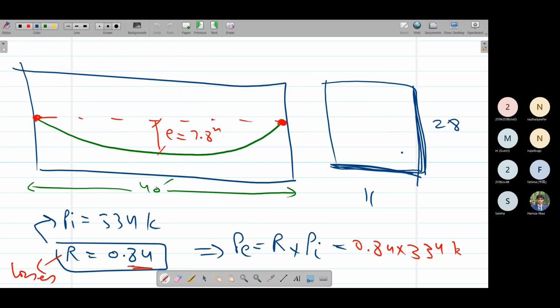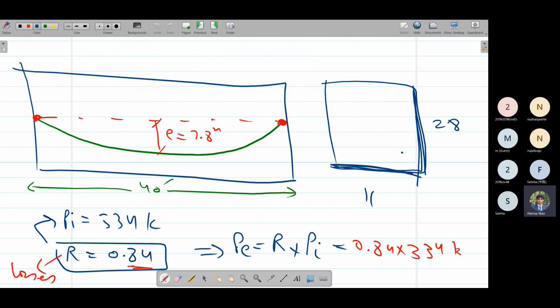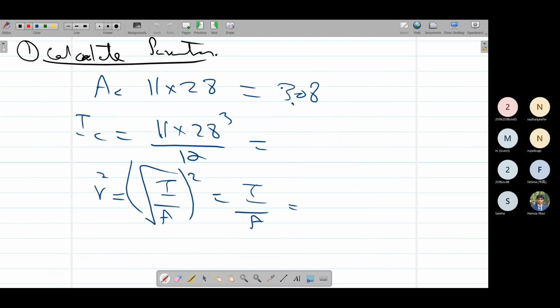And c is the distance from the neutral axis of the member, so this is the neutral axis to the top or bottom fiber. The top we call c_t, and the bottom we call c_b. Because this is a rectangular beam, the neutral axis would lie at 14 inches, half of the depth. So we'll have the same c_t and c_b, both equal to 14 inches.